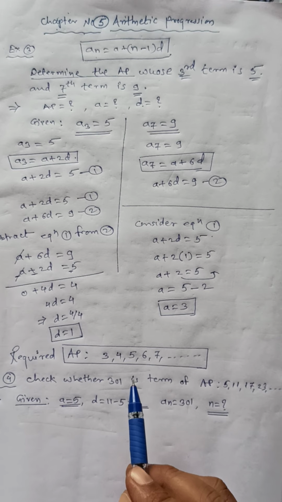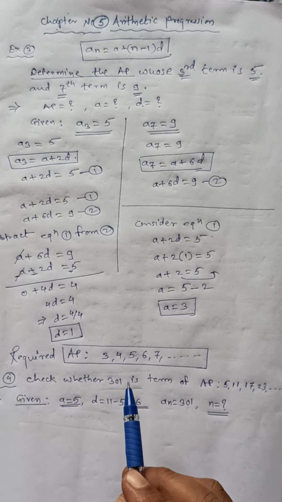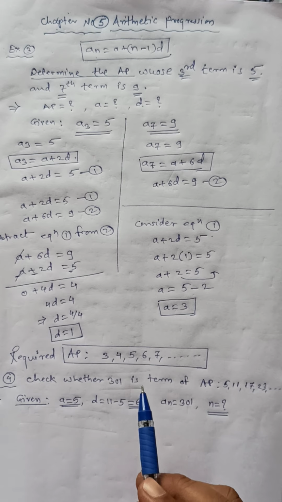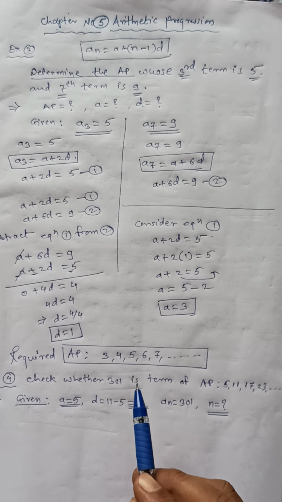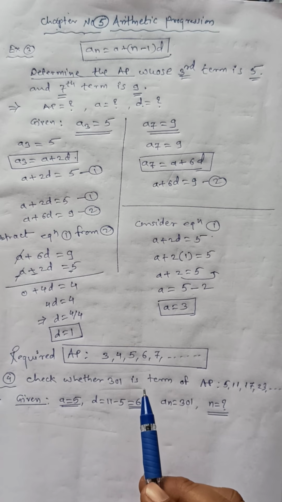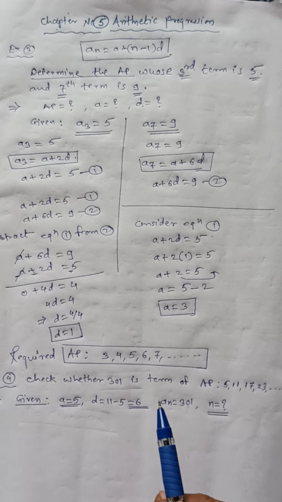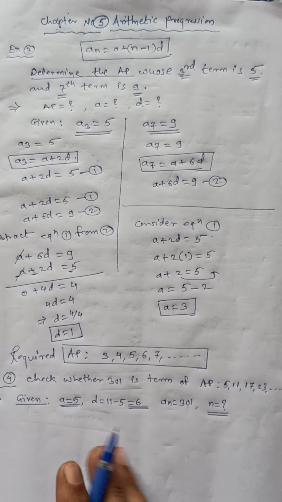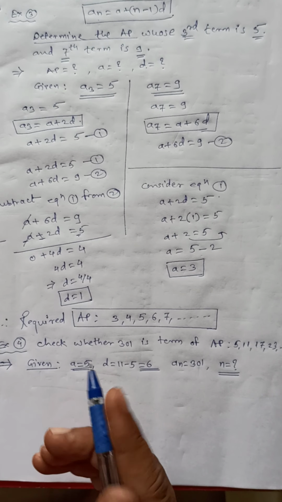But can we say that minus 2 terms are there in the AP? No, it is not possible, because it should be a natural number. n is the number of terms. Can we say that the AP contains 3.5 terms? No, it should be an integer, so the value of n must be a positive integer. So we will check which value comes for n.